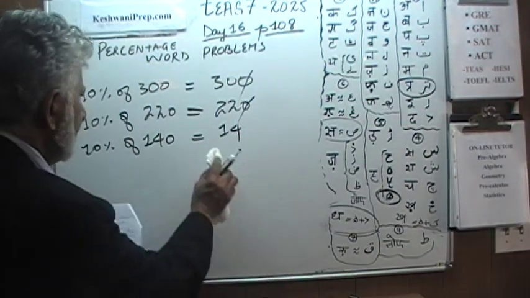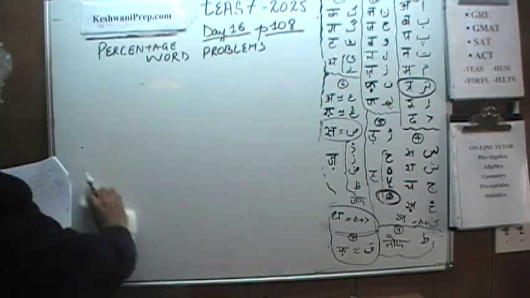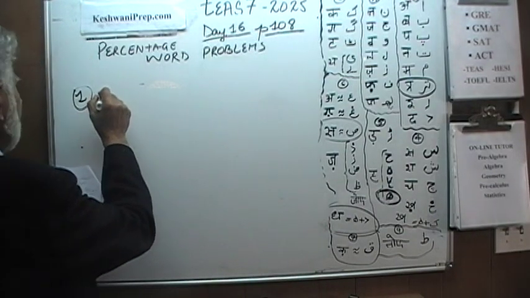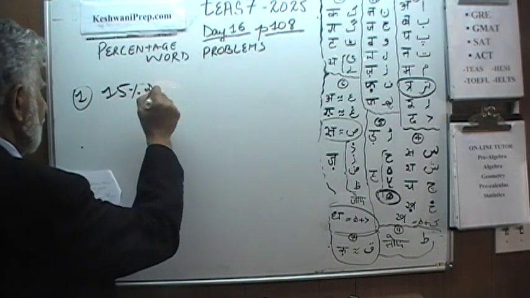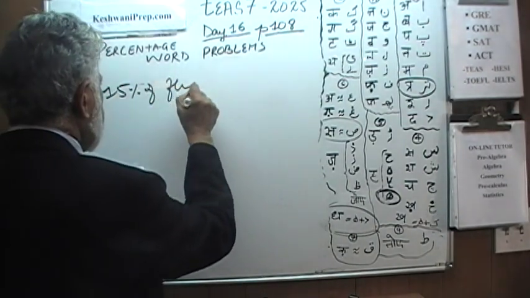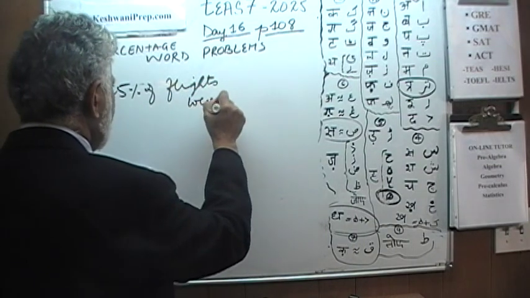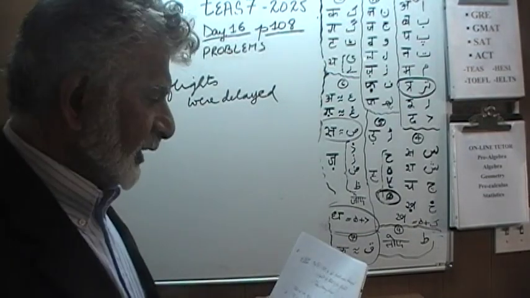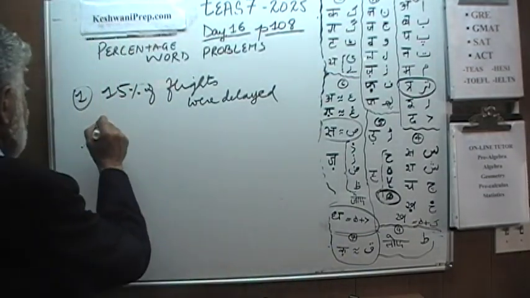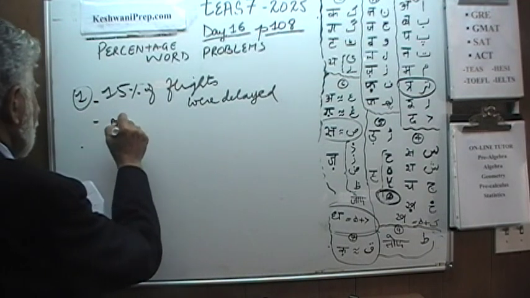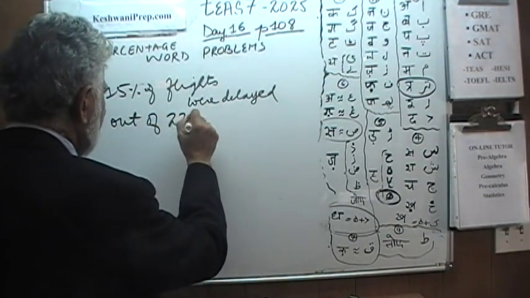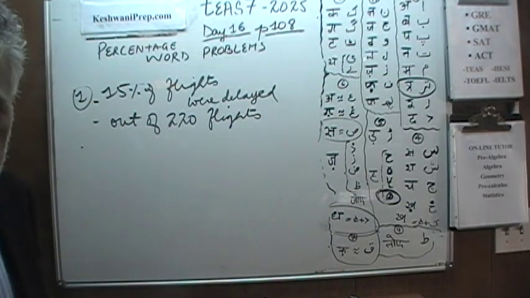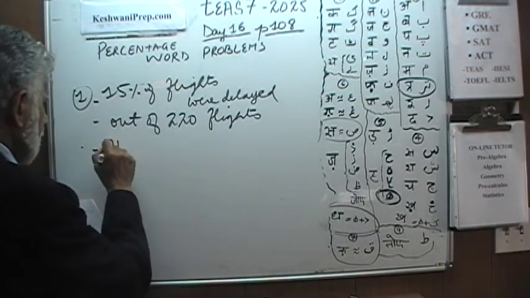For example, the very first problem that we see there is a word problem, obviously, the very first one. They tell us that 15% of flights were delayed. At the airport, we were told that in a given day, 15% of the flights were delayed. We were further told that we had a total of 220 flights. And what they want to know is how many were delayed?